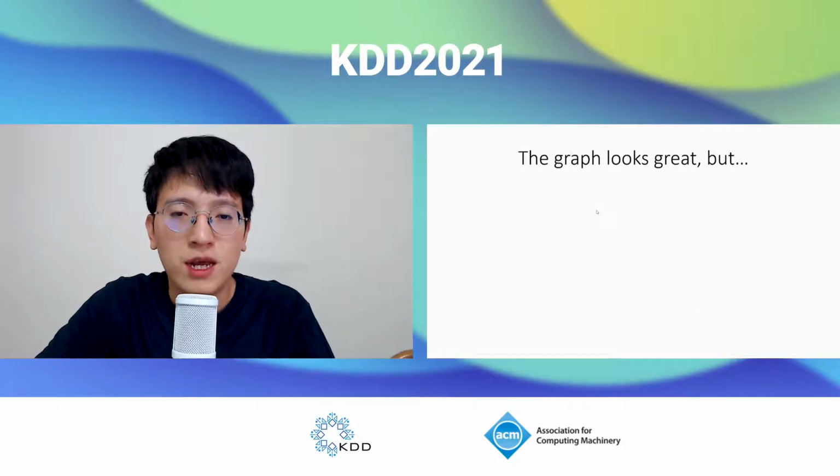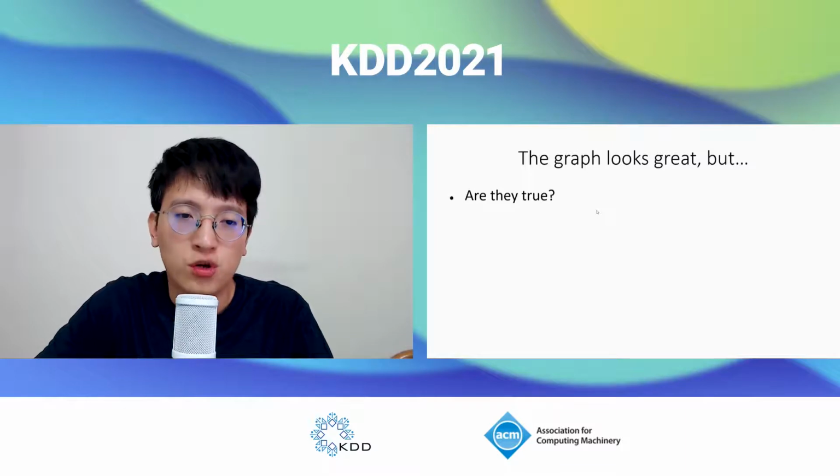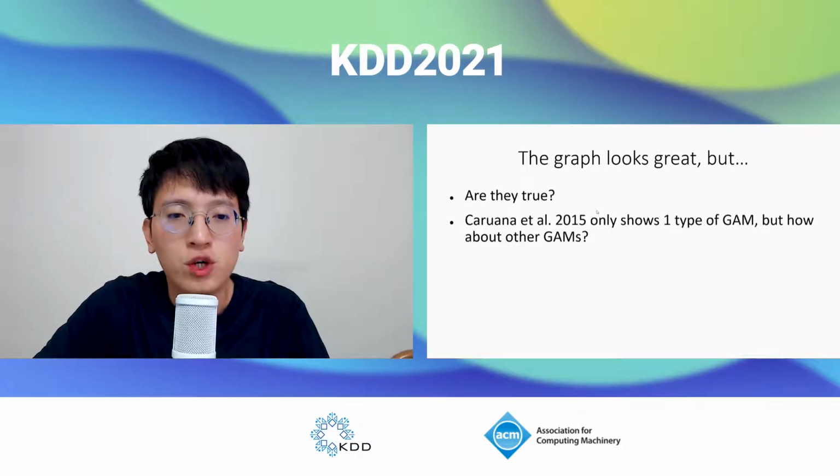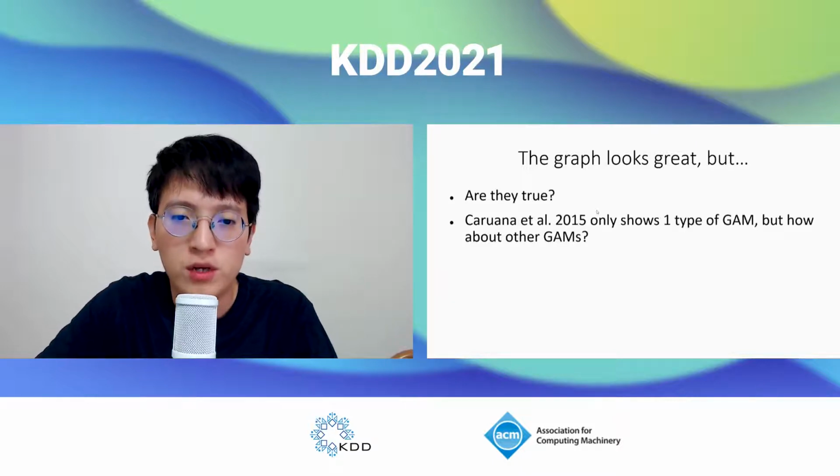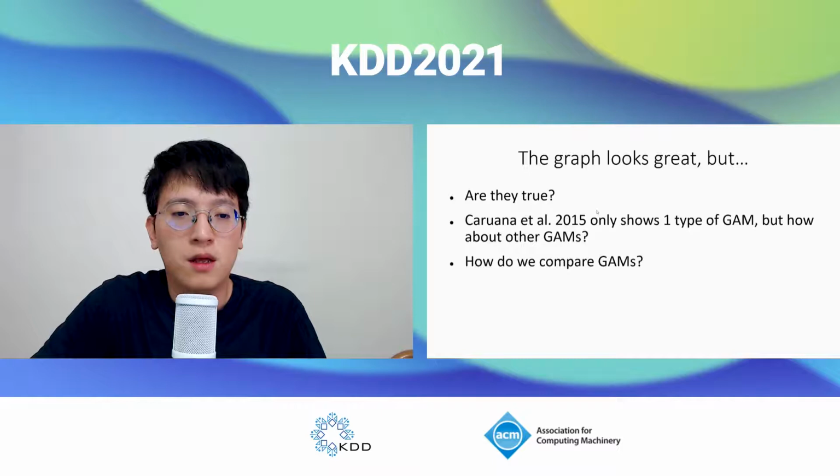So the graph looks great, but are they true? Also, Rich Caruana only shows one type of GAM. How about other GAMs? Do they show the same pattern? Lastly, how do we even compare different GAMs?